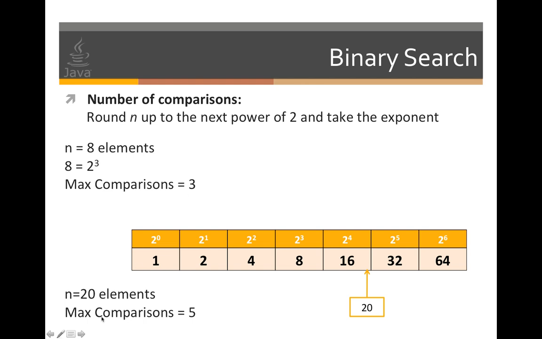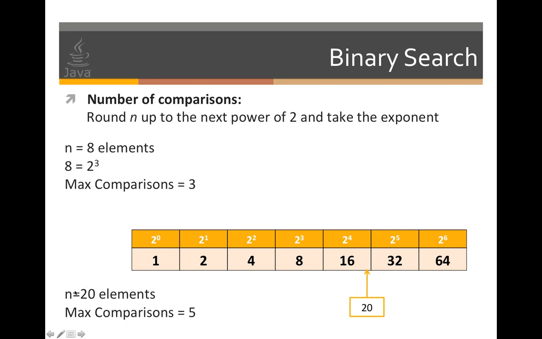In this case, let's assume that there are 20 elements in the array. I want to see where 20 falls in the powers of 2. You might want to eventually memorize these numbers: 1, 2, 4, 8, 16, 32, 64. If we kept going, 128, 256, 512, 1024, 2048. You start to memorize the numbers after a while.